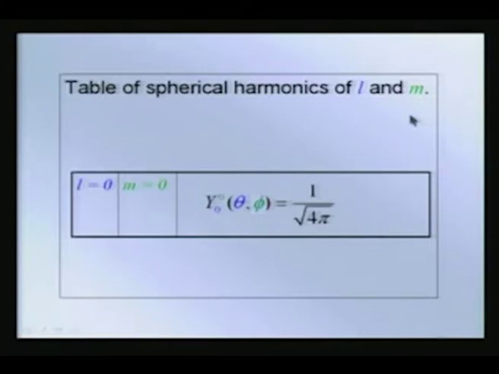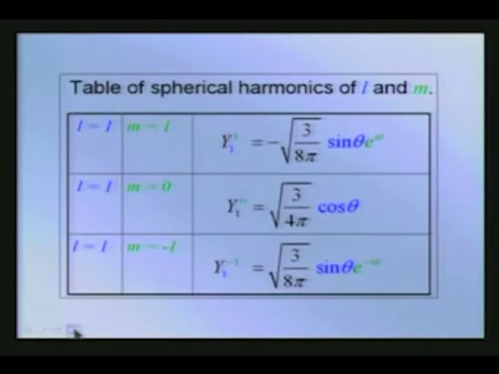We can organize them in the form of a table for a given value of n and for various values of m. It so happens that for l equal to 0 and m equal to 0, this function is actually independent of theta and phi. It is nothing but a constant, and this is a normalization constant, as we will see later. Y 0 0 of theta, phi is 1 by root 4 pi, independent of theta and phi.